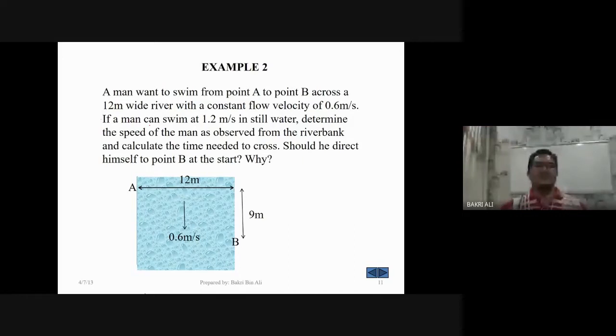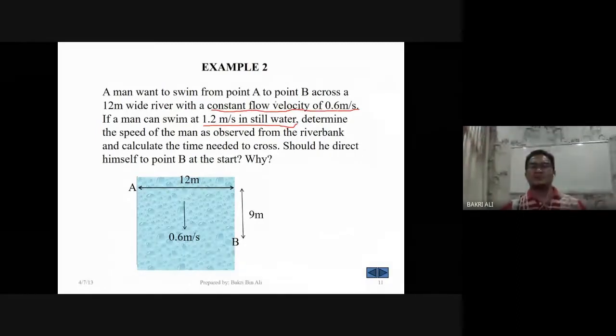If a man can swim at 1.2 meter per second in still water, so this is the absolute velocity of the swimmer. The river has a constant flow, so this is also the absolute velocity of the river current. Determine the speed of the man as observed from the river bank and calculate the time needed to cross. Should he direct himself to point B at the start?